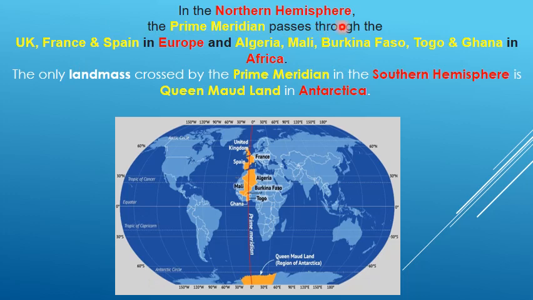In the northern hemisphere, the prime meridian passes through the United Kingdom, France and Spain in the European continent, and Algeria, Mali, Burkina Faso, Togo and Ghana in the African continent. The only landmass crossed by the prime meridian in the southern hemisphere is Queen Maud Land in Antarctica. So these are the places which become important as far as your competitive exams are concerned, and if you want to have general knowledge about these things.